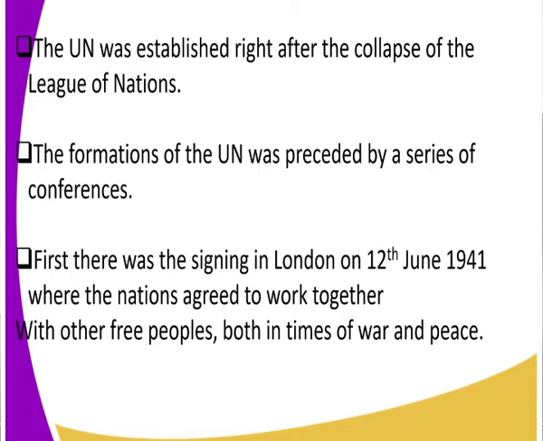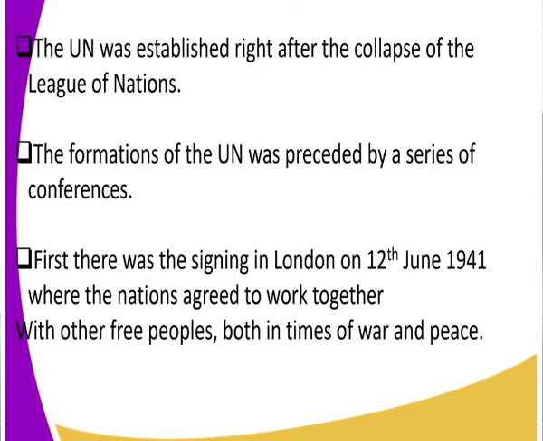We had the conference in London, whereby Winston Churchill, right, Roosevelt also joined the conference. We had the 1942 conference. Now let us look at some of these conferences. First, there was the signing in London on 12th June 1941, where the nations agreed to work together with other free peoples, both in times of war and peace. Now these were independent states, states that had already gained independence. They agreed to work together in times of peace and in times of war.